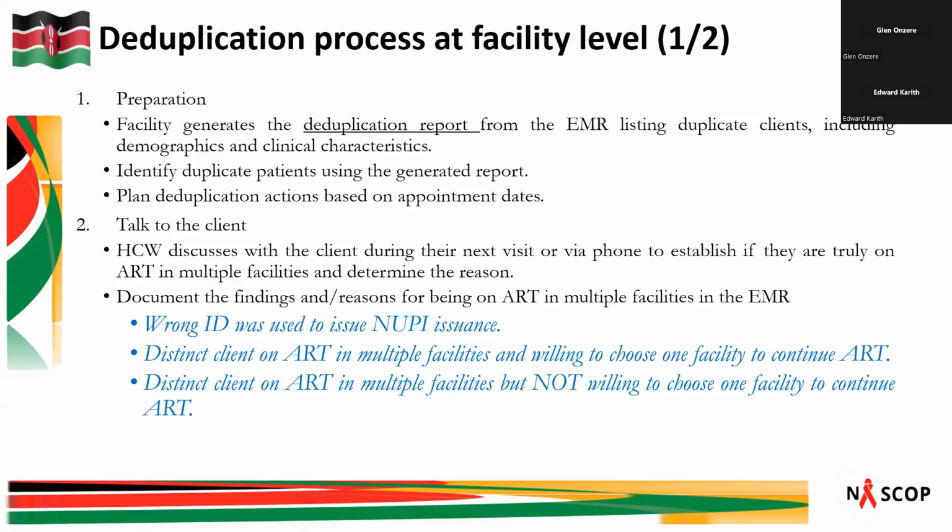We came up with 3 different use cases that could result in the duplication. Number 1 was probably a wrong ID was used to issue NUPI. Number 2 was probably the distinct client on ART is on multiple facilities and is willing to choose one facility and continue with their medication. And the third use case was the client is a distinct client on ART in multiple facilities, but is not willing to continue ART in one facility. Next slide, please.